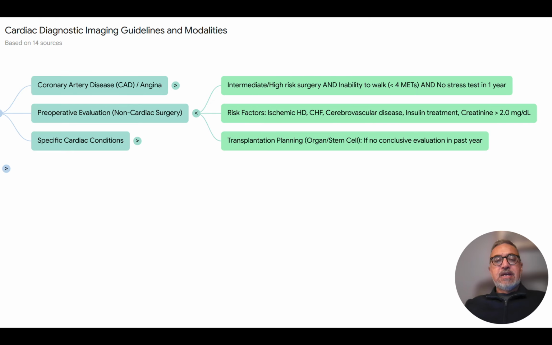For preoperative evaluation, if someone has intermediate or high risk surgery and is unable to walk more than 4 minutes and has no stress test in a year, they qualify for further imaging. If they have risk factors like ischemic heart disease, congestive heart failure, cerebrovascular disease, they're on insulin, or their creatinine is more than 2, they should be considered for imaging. For transplantation planning, such as organ transplants, stem cell transplants, if they haven't had conclusive evaluation in the last year, they should be evaluated as well.